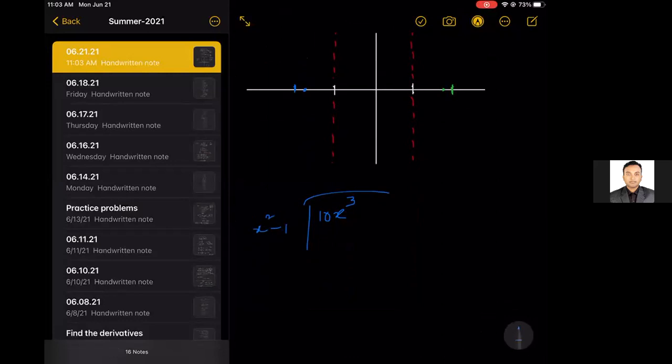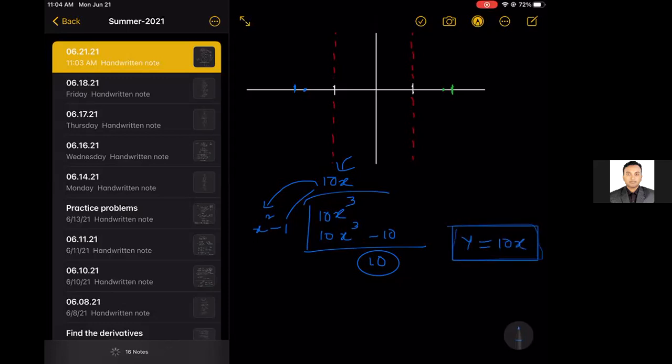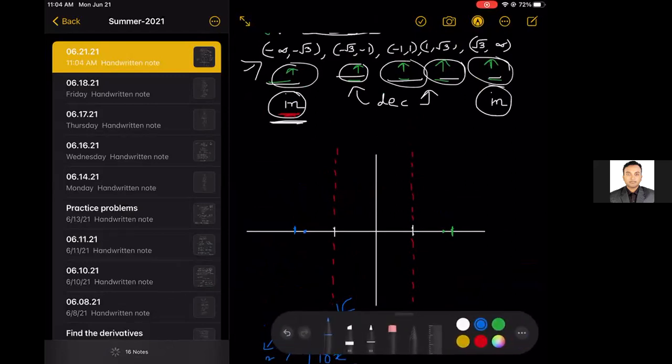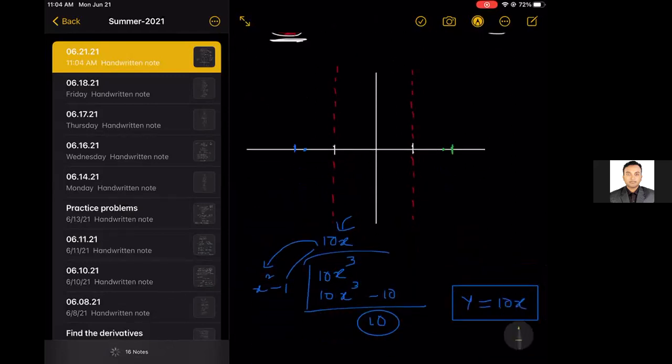So if we divide this, we get 10x, right? Because 10x times x squared would be 10x cubed, and this would give us a minus 10. So it would be positive 10 as the remainder, but the quotient will be 10x, right? Just simply divide it and find the quotient. So at y equals 10x, we have a slant asymptote. So we just need to draw it here. So that's y equals 10x.